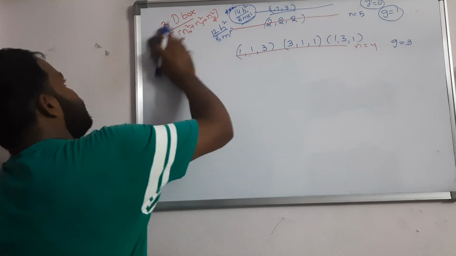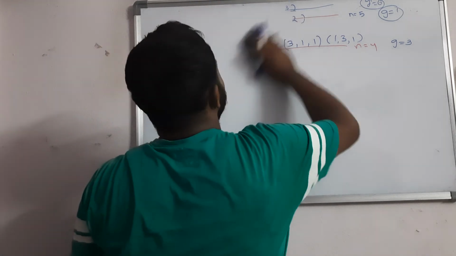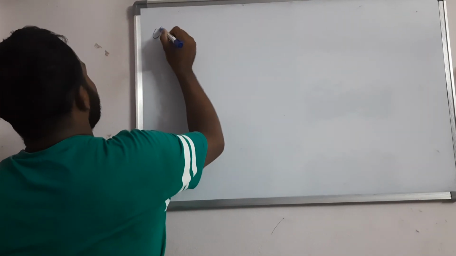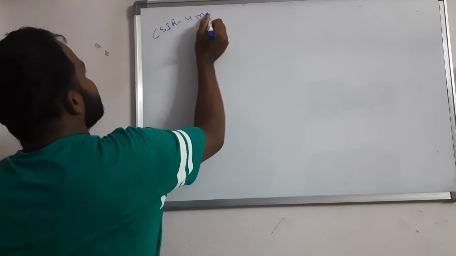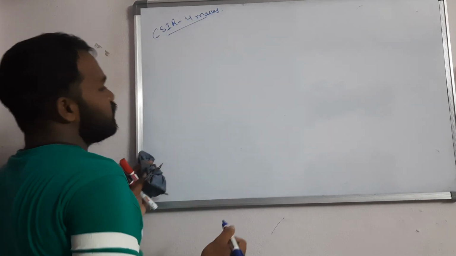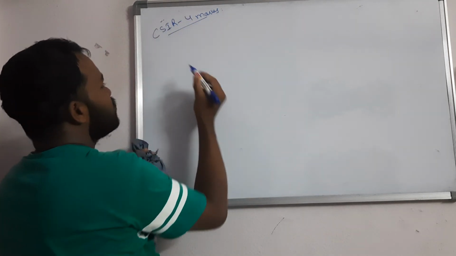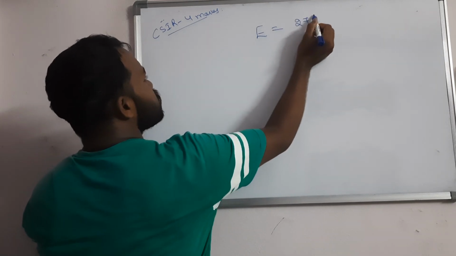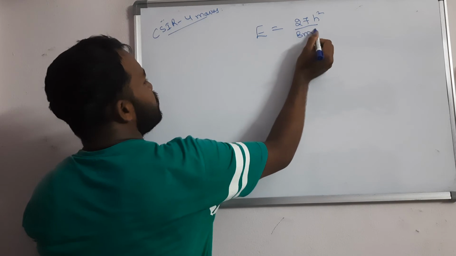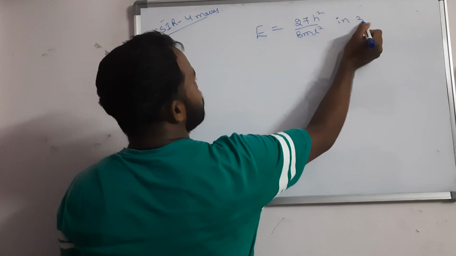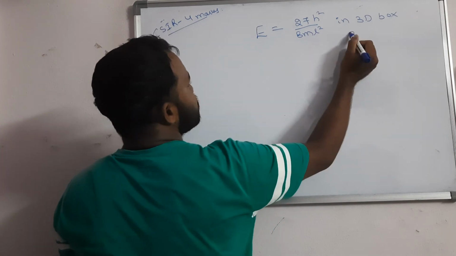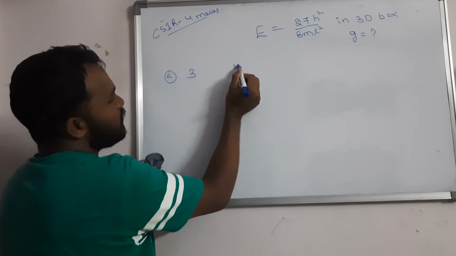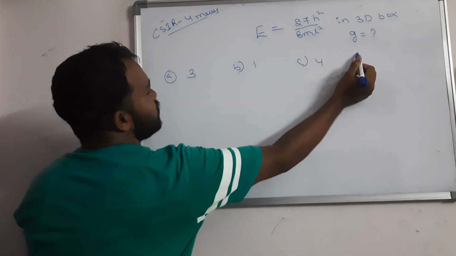I am going to explain some concept that is not in the syllabus, but it is useful for competitive exams. They asked it in the CSIR exam for 4 marks, I think in December 2020 or something. The question they gave: energy is equal to 27 h square by 8 ml square. Here in a 3D box they asked, degeneracy G is equal to what? Option A is 3, option B is 1, option C is 4, option D is 2.